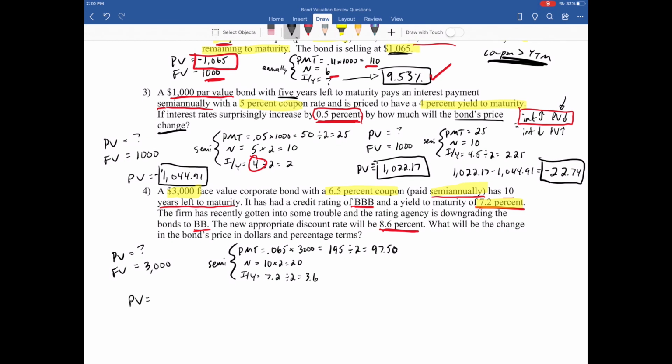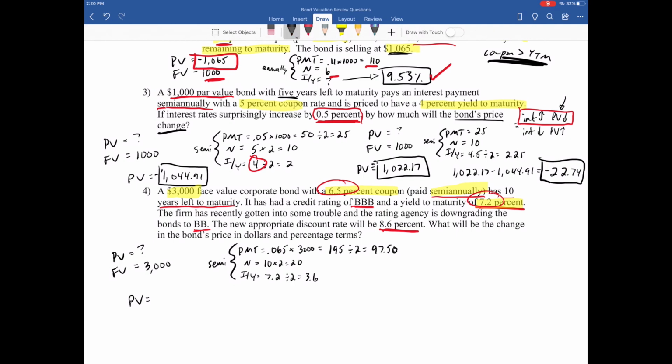I solve for the present value. Well, before we even start, quick review. 6.5% coupon relative to a 7.2% going rate out in the market for bonds of similar risk. You should realize here that since the coupon rate is less than the going rate out in the market for bonds of similar risk, this bond is going to sell at a discount, so a discount to the face value, in this case a discount to $3,000.